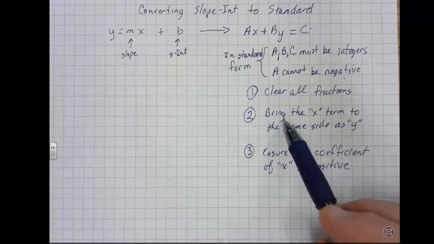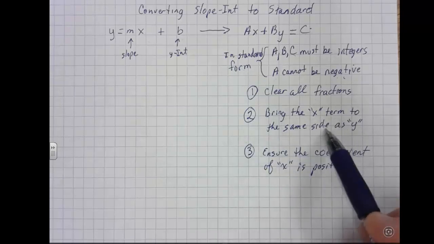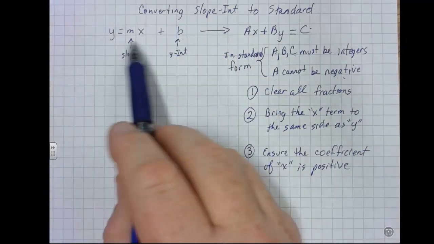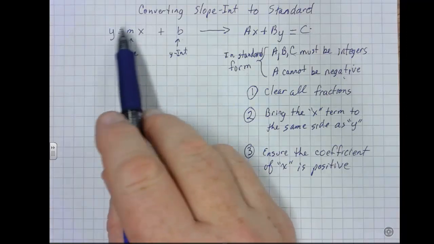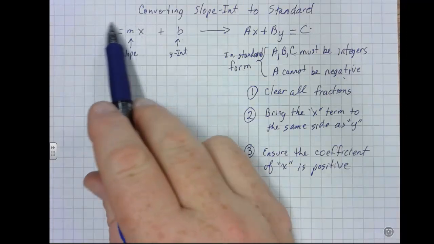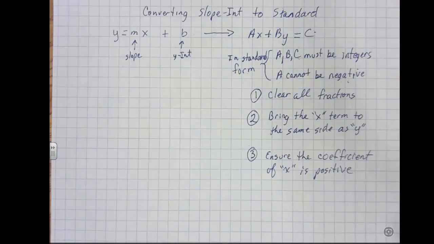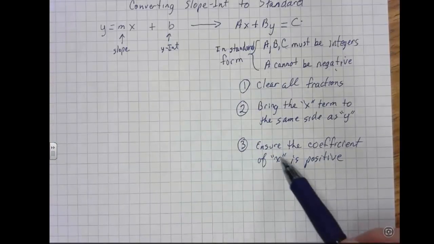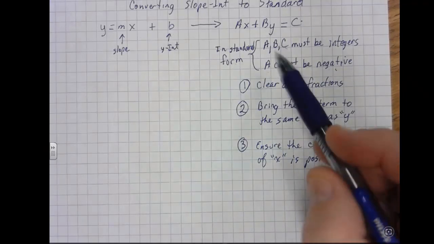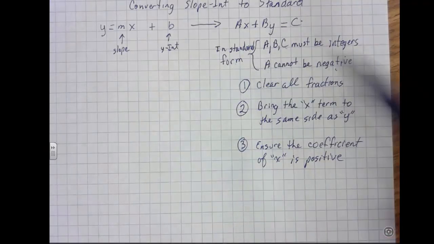Number 2, we would bring the x term to the same side as the y, because if we're starting in this format, the x term is always going to be on the opposite side of y, so we bring this to this side, leaving a constant term here, which would end up being our c value. And then the third thing is to ensure that the coefficient of x is positive. That just goes back to this rule where a cannot be negative.